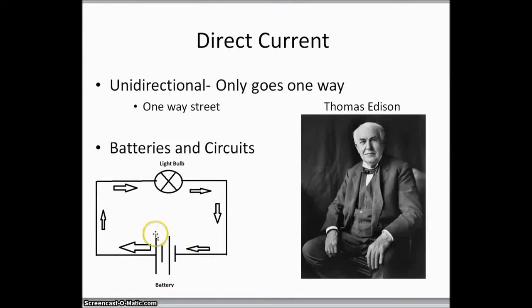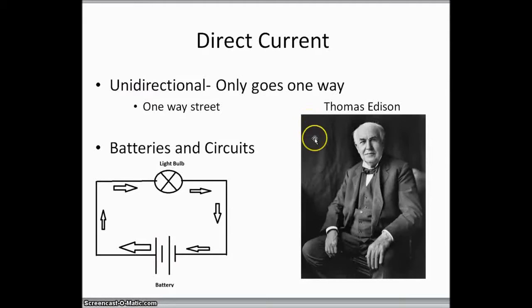So if we take a look down here at the bottom, we have our battery in our circuit. The battery emits electrons, they flow through, they keep going, and they go through this one way. They just keep cycling through this one path. That's all they do. One way, unidirectional.